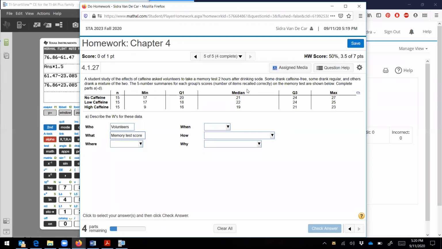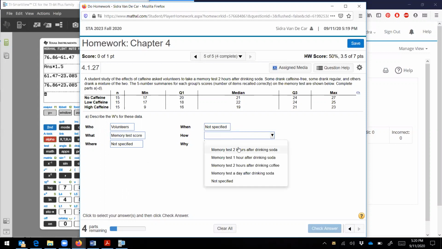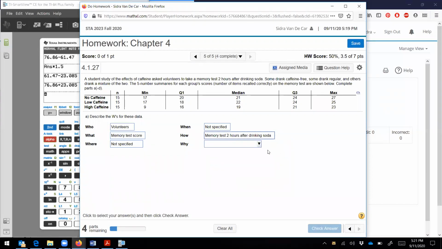Where: not specified. When: not specified. How: memory test 2 hours after drinking the soda. Yeah, it was soda. And why? We want to see if caffeine affects memory.